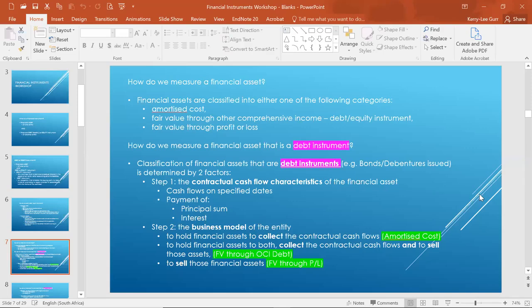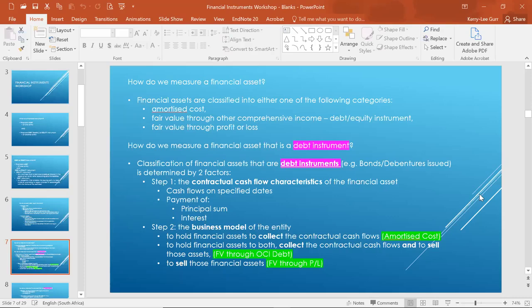The second look at terms of the intention is that if they want to both collect the contractual cash flows and to sell those assets. So ultimately, they want to get rid of that debt instrument. Perhaps they want to sell that debt onto somebody else for collection. So this is going to have an intention of both collecting and selling the assets. And then we're going to use fair value through OCI debt. And you're going to see that when we have fair value through OCI debt, we actually use that amortized cost method, and we just take it one step further, whereby we fair value it at year end.